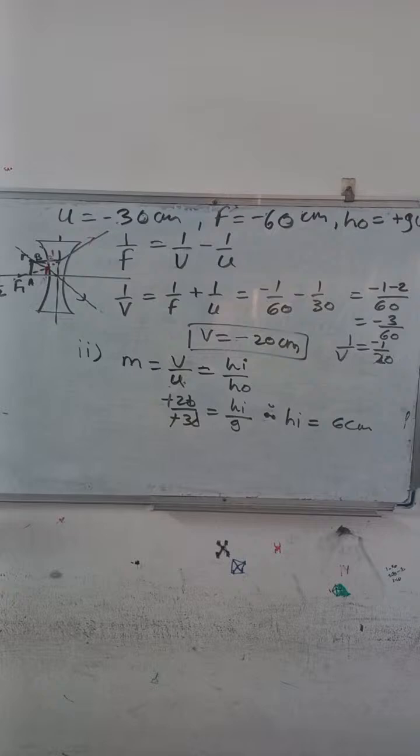Third bit: Find the power of a convex lens which forms a real and inverted image of magnification -1 of an object placed at a distance of 20 centimeter from its optical center.